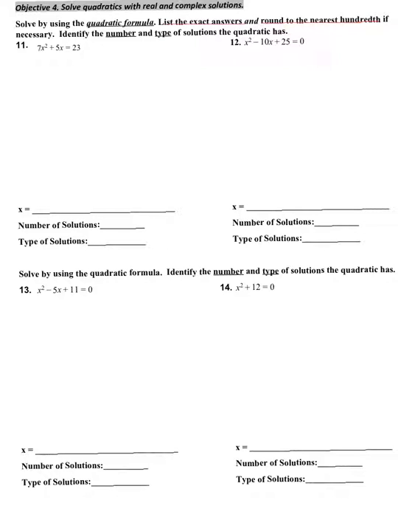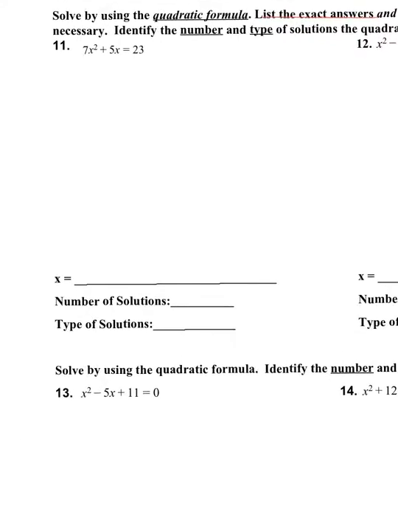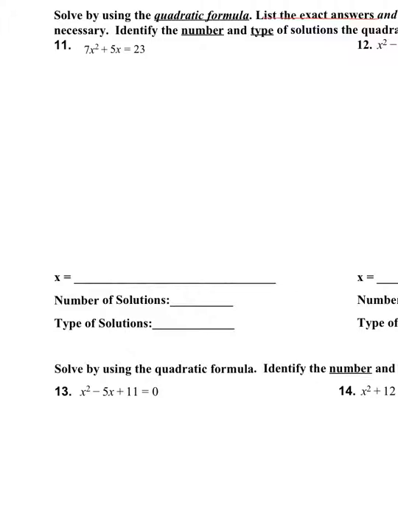Okay, so take a look at this first one here. When we do the quadratic formula, we have to set things equal to 0. So the first thing I'm going to do is subtract 23 from both sides and get that expression. Okay, now I want to identify my A, B, and C. 7 is A, 5 is B, negative 23 is C.